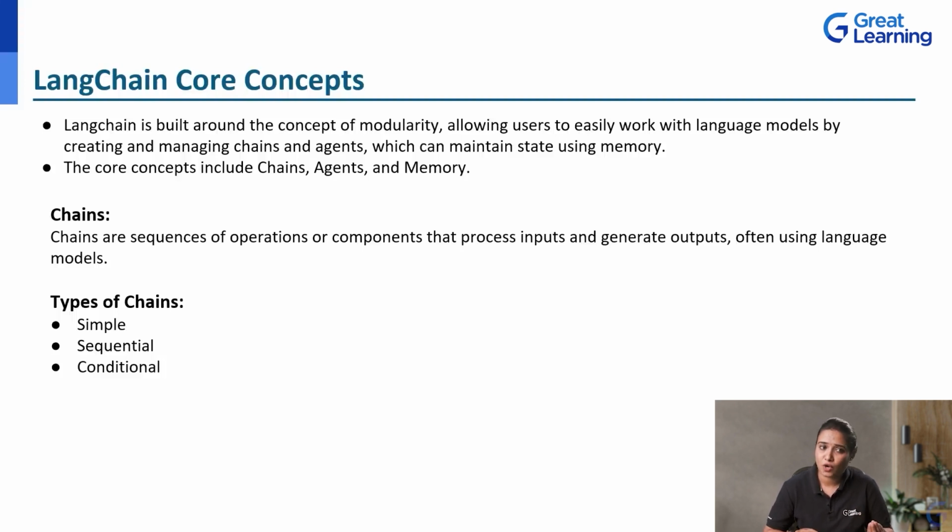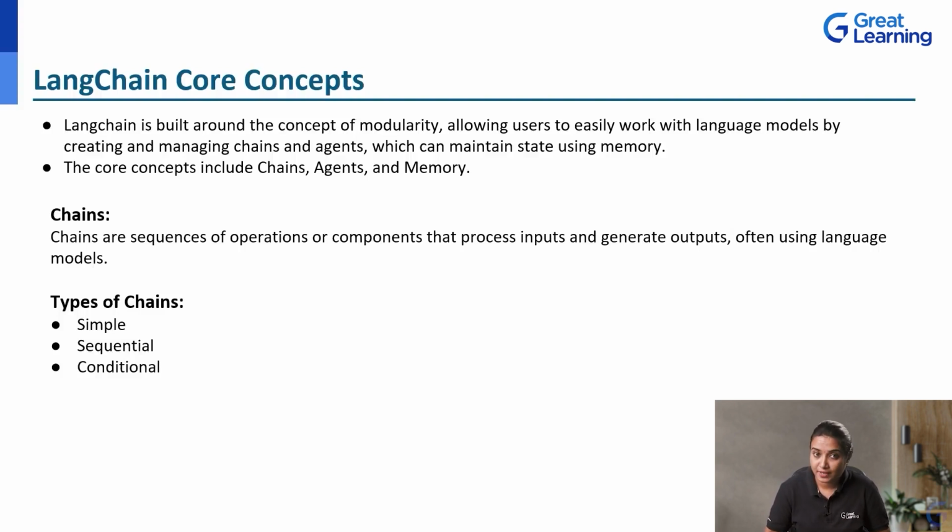A core concept for this includes chains, agents and memory. Let's understand what these chains, agents, and memories are. First, we will try to understand what a chain is. Chains are sequences of operations or components that process inputs and generate outputs, often using language models. So, we have sequential operations or components inside the language model of LangChain. We try to generate the output one by one.